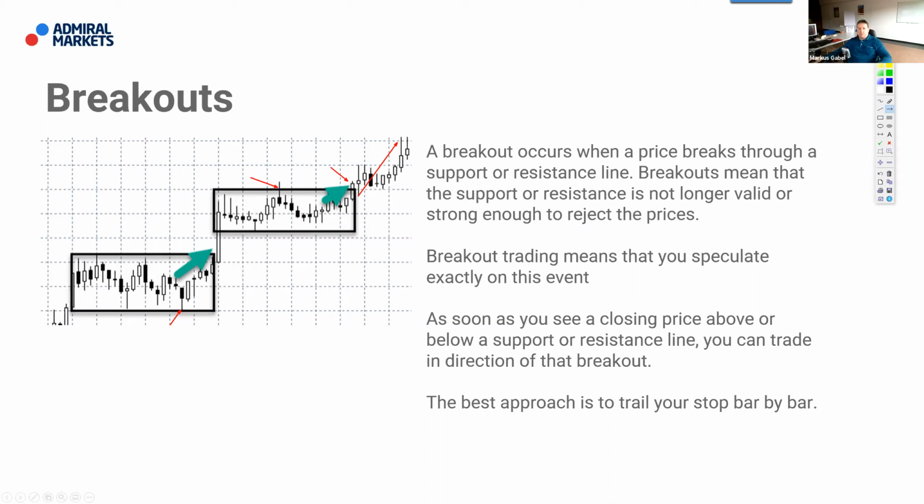And the best approach, in only my private opinion, is to trail your stop bar by bar, or maybe you can use outside bars, so that you have a little bit more space for your chart. Like this one, for example, I can show you exactly here. So this is the breakout here. And then you can get into the market, you trail your stop here. And then you have inside bars. You don't trail your stop here.